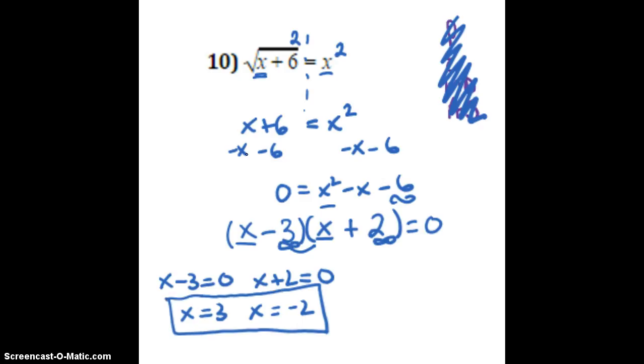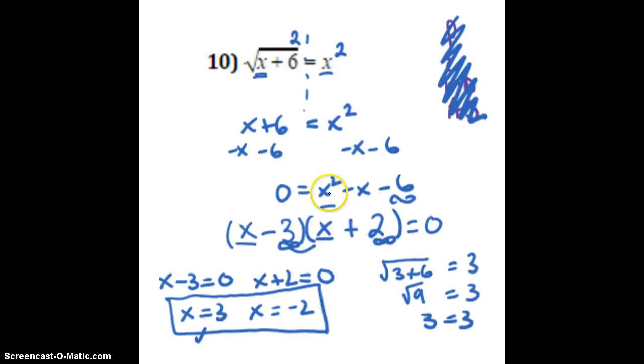Or are they? We have to check and see if they actually work. So if I go back to my original equation and I plug in 3, I get the square root of 3 plus 6, and that should equal 3. And this becomes 3 plus 6 is 9, so it becomes the square root of 9. That should equal 3, and it does. So that one's good.